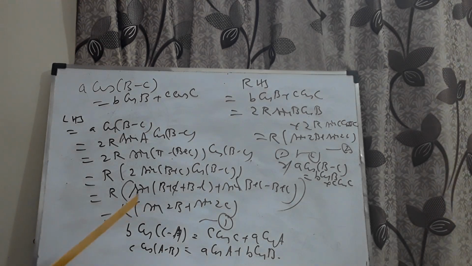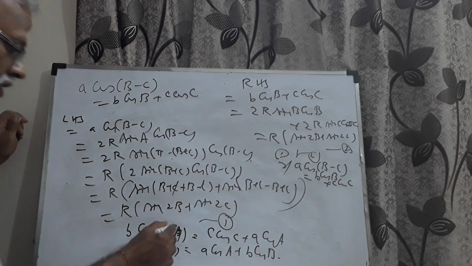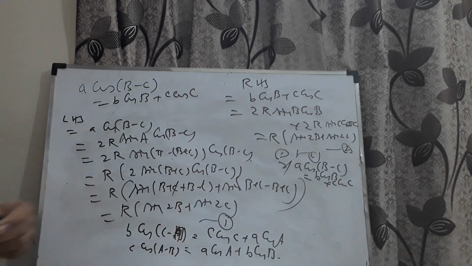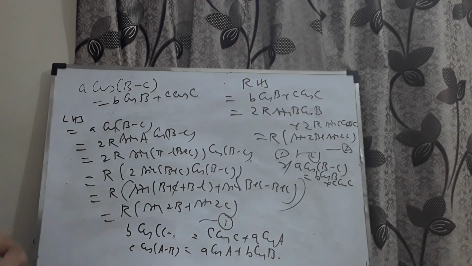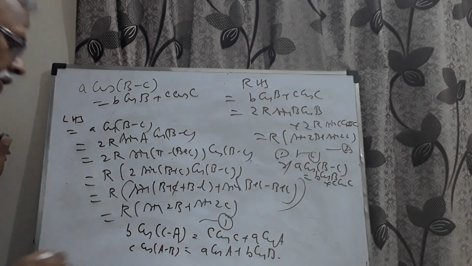I repeat, b cos(C minus A) will be c cos C plus a cos A. This is C minus A, sorry. This angle is A. I overwrote in the same place. Similarly, c cos(A minus B) is a cos A plus b cos B. These are the results you are supposed to remember.